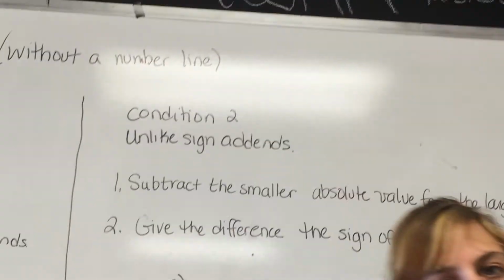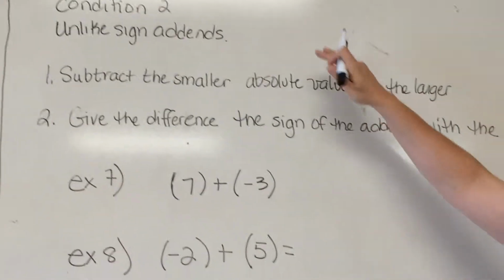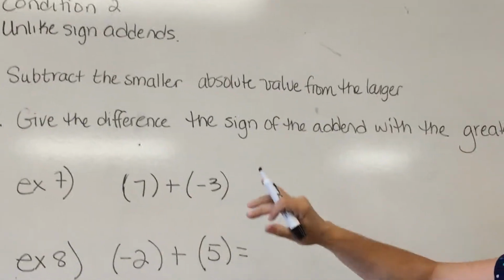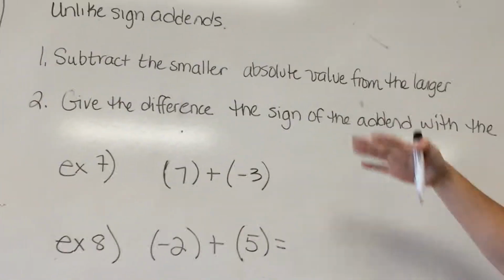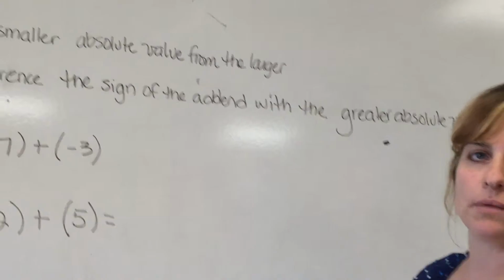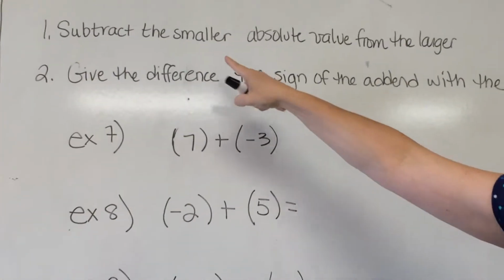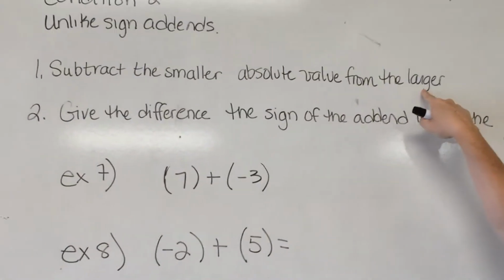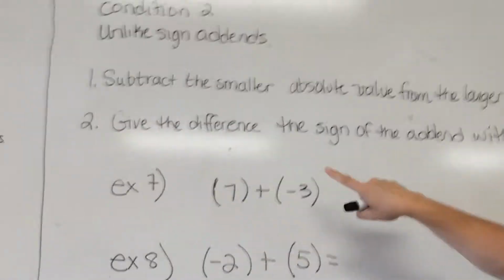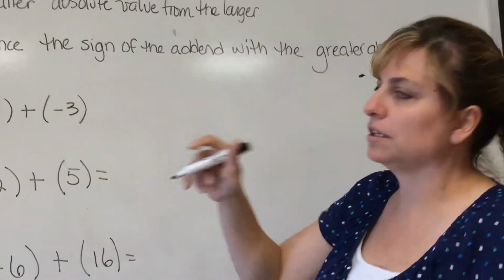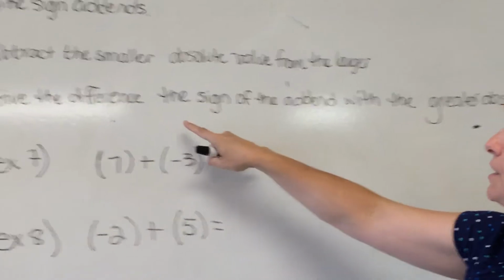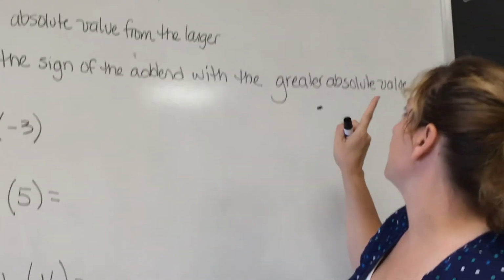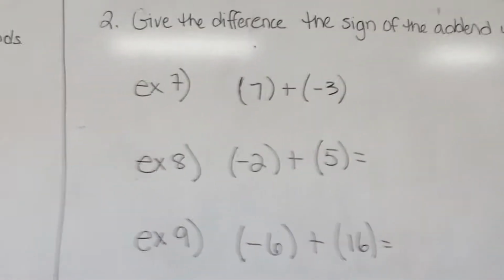Condition 2, this is when it gets a little more difficult. You have unlike sign addends. So I'm going to give you the words that the book uses, and then I'm going to try to put that a little simpler. Subtract the smaller absolute value from the larger, and then give the difference. Difference means subtraction, the answer to subtraction. Give the difference the sign of the addend with the greater absolute value. What does that all mean?